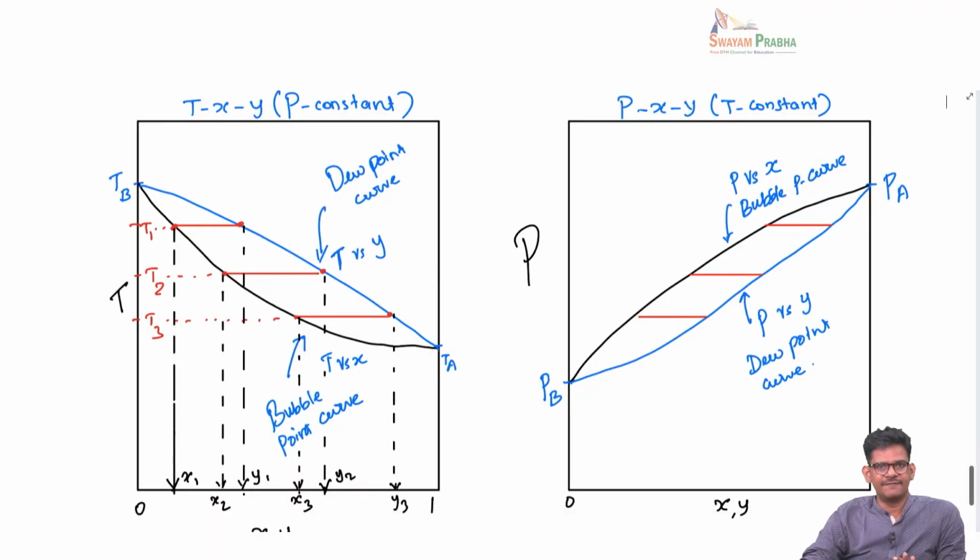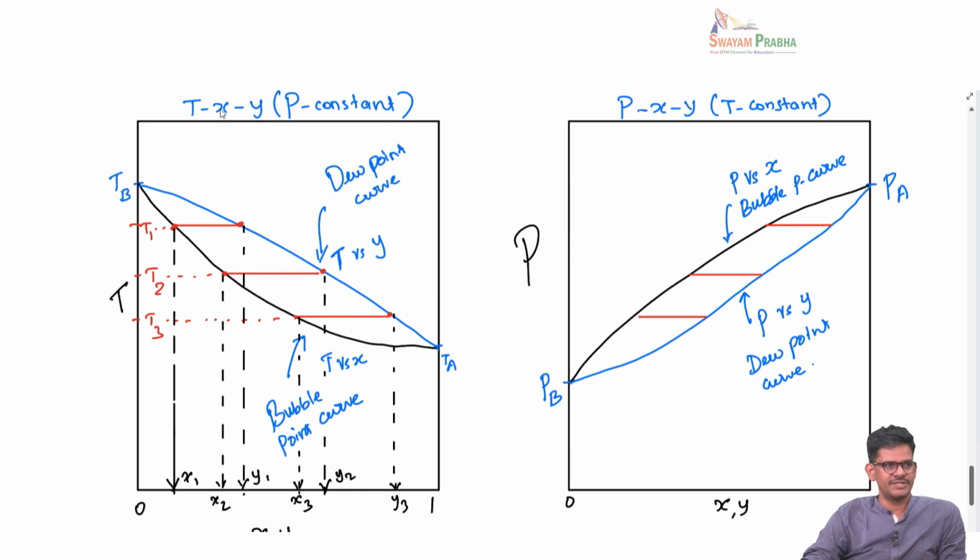What I have shown on the left hand side is, at a constant pressure, the relationship between temperature, X and Y. X and Y are the mole fractions of component A in the liquid phase and the vapor phase respectively. X refers to the liquid phase, Y refers to the vapor phase. I am showing only the mole fraction of A, because I know B can be easily obtained by 1 minus X and 1 minus Y.